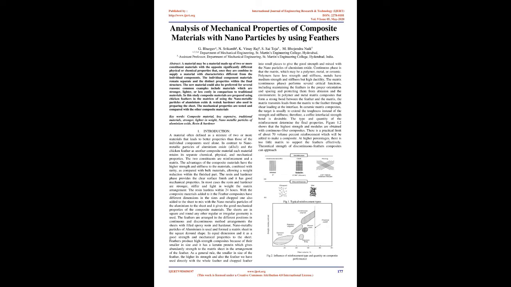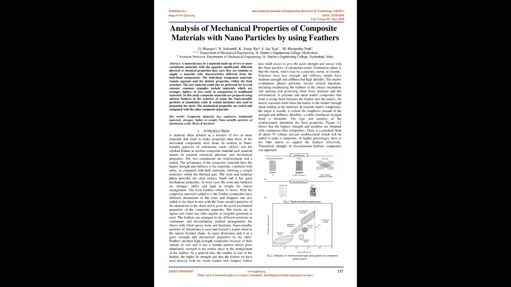The resin and hardener phase provides a clear surface finish and has good mechanical properties. In most cases the resin and hardener are stronger, stiffer, and light in weight. The matrix arrangement: the resin hardens within 24 hours. With the composite materials added to it, the feather composites have different dimensions and sizes, and chopped feathers are also added to the sheet to mix with the nanometallic particles of aluminium, which gives good mechanical properties to the composite. The sheets are square and round, or any other regular or irregular geometry is used.